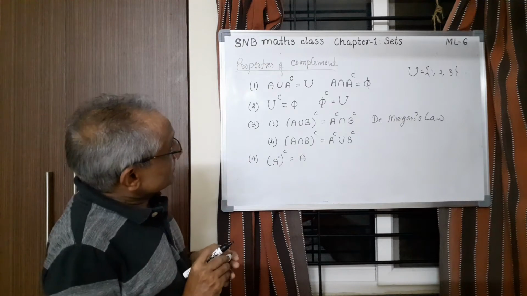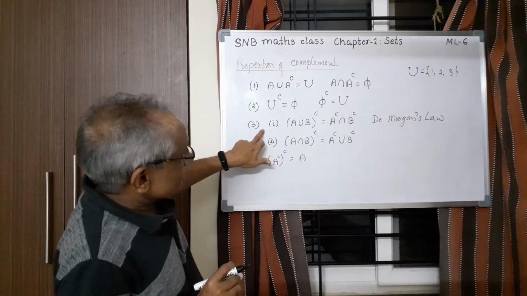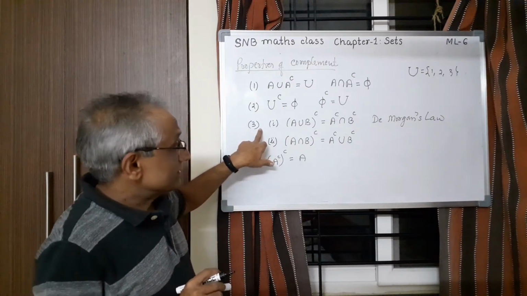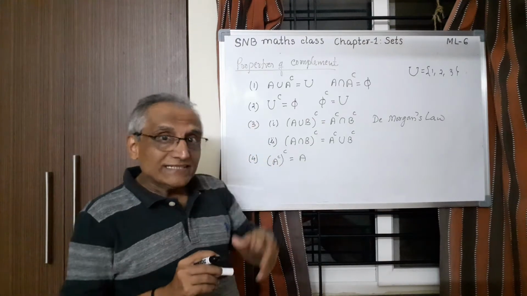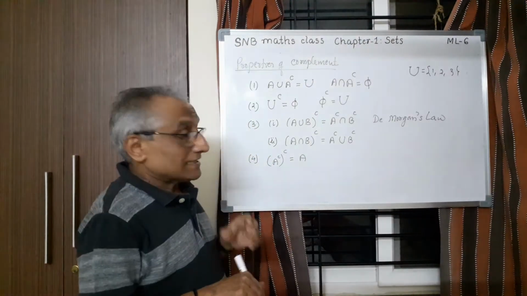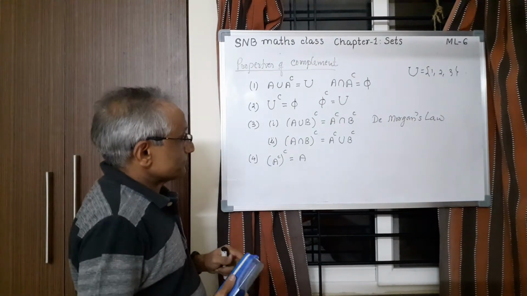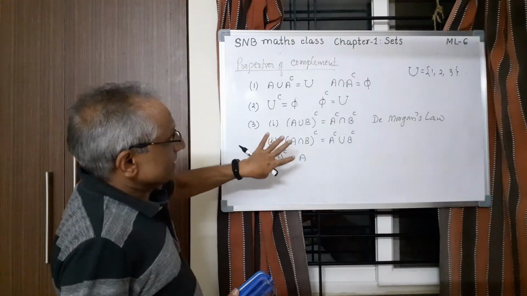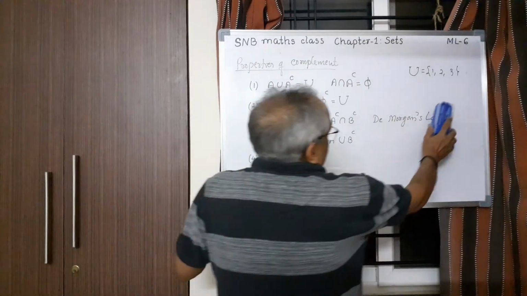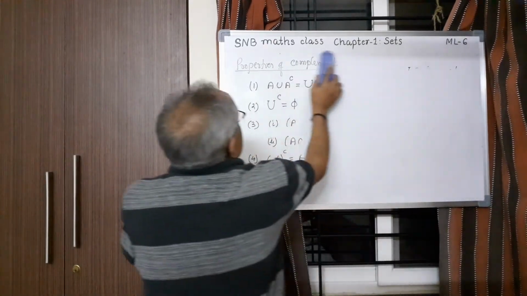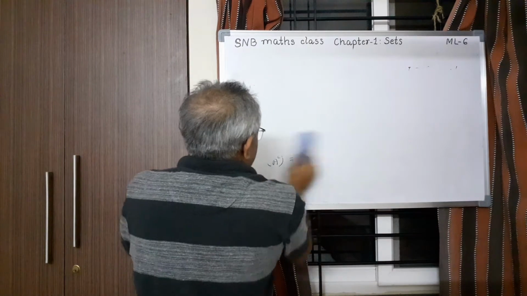Let us work out a few questions about this one. Even if this can be proved in general, that is not there in the text. So as I told you, in some other classes we can try those proofs. Here we can verify De Morgan's law. Let us take a few examples.